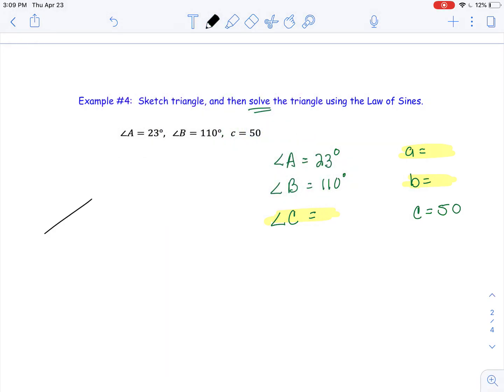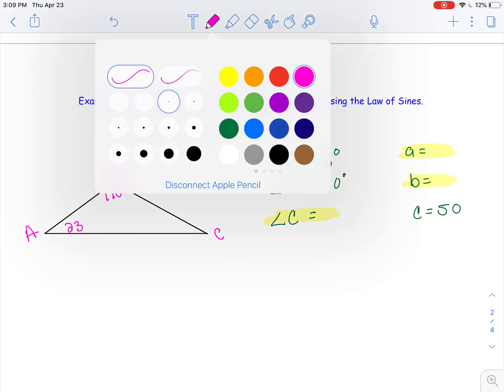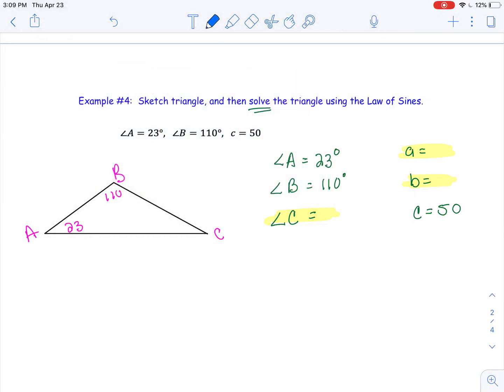So I'm going to go ahead. I'm going to sketch a triangle so I can kind of see what's going on. I'm going to label it. So A, B, C. A is 23, B is 110, C we don't know. I do know that side C is 50. I'm looking for side A and side B.